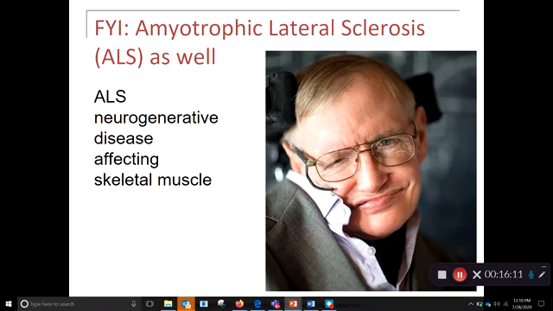With that is the end of the basic spinal cord anatomy and physiology. We'll be going on here shortly with more.